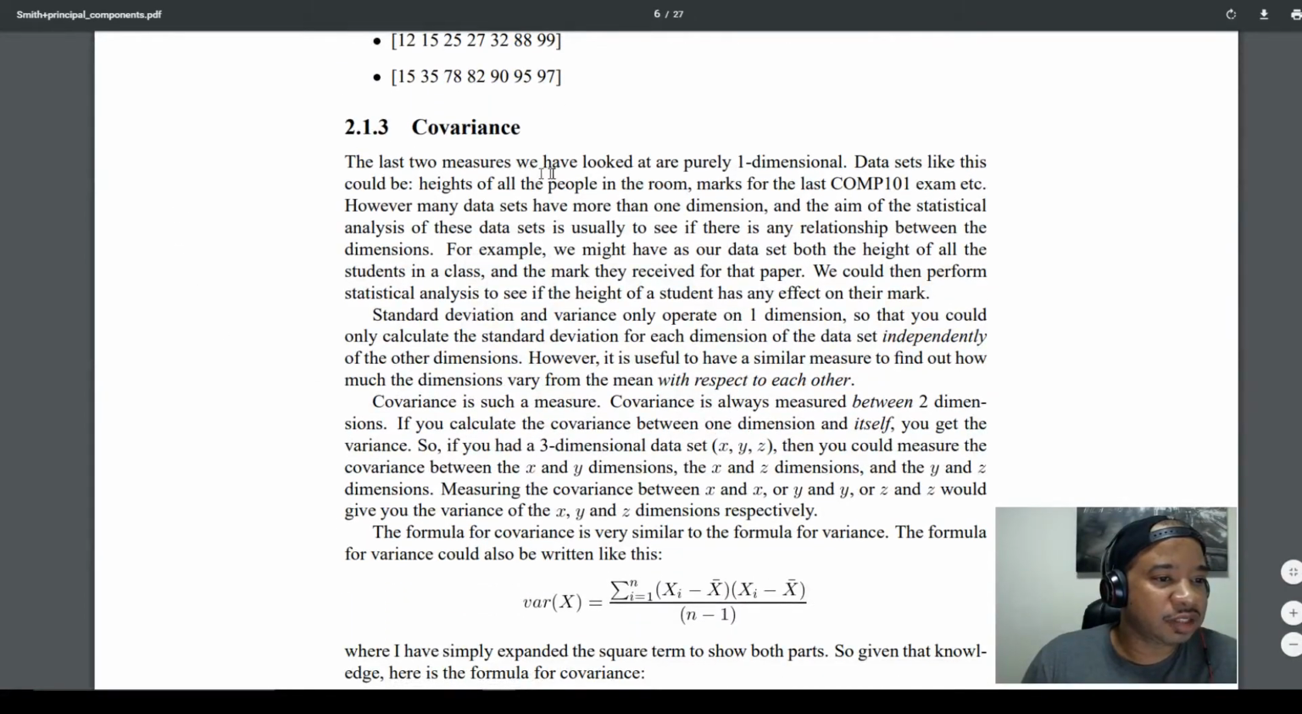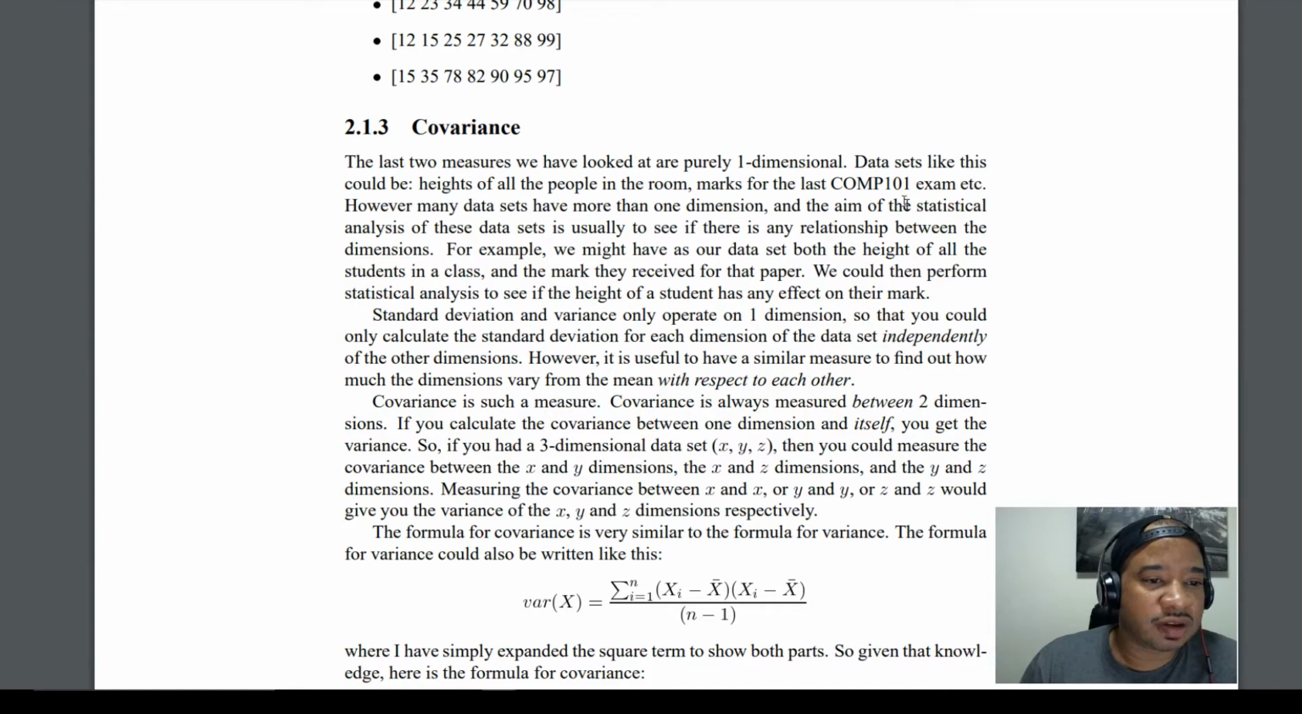Okay, the last two measures we have looked at are purely one-dimensional. The data sets like this could be heights of all people in the room, marks for an exam. However, many data sets have more than one dimension. Okay, and the aim of statistical analysis of these data sets is usually to see if there is any relationship between the dimensions. For example, we might have as our data set both the height of all the students in a class and the mark they received for that paper. We could then perform statistical analysis to see if the height of a student has an effect on their mark.